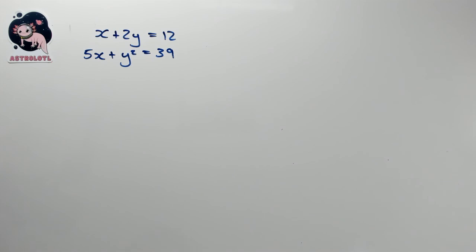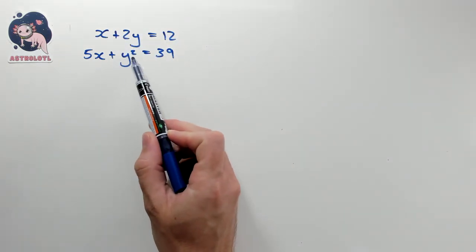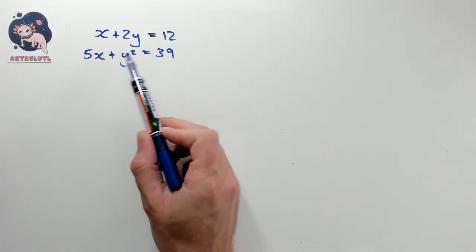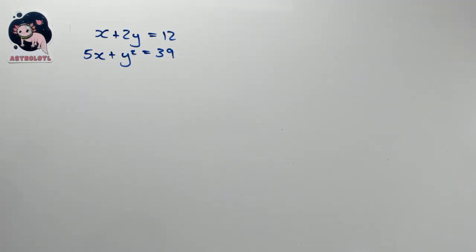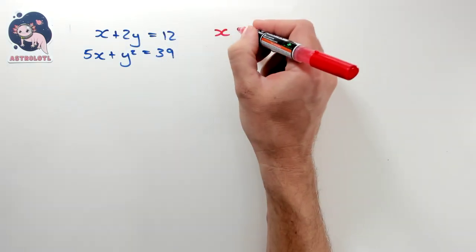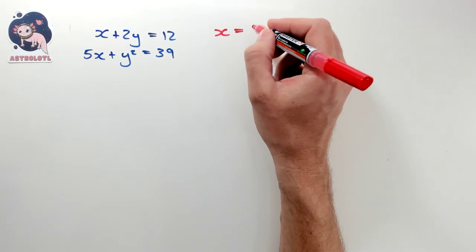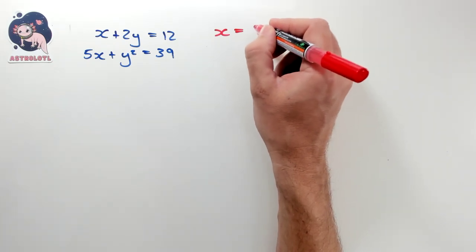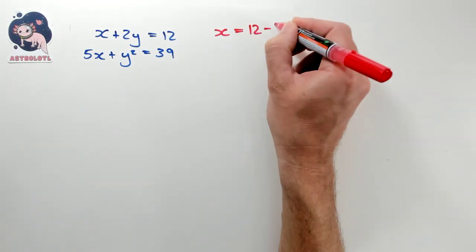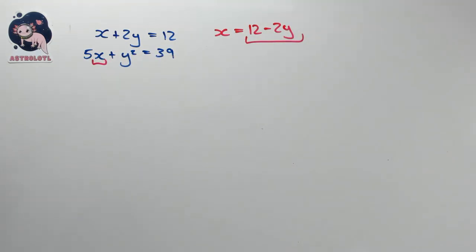This one I'll probably go with substitution. So I'll start off with just rewriting that equation, because in the end I know once I have a quadratic, I'm going to have two answers for this y. So let's take a look. I'm going to rewrite this, not substitute it, just arrange it so that x is my subject, so that's 12 minus 2y, and then this whole bit I'll just sub in there.